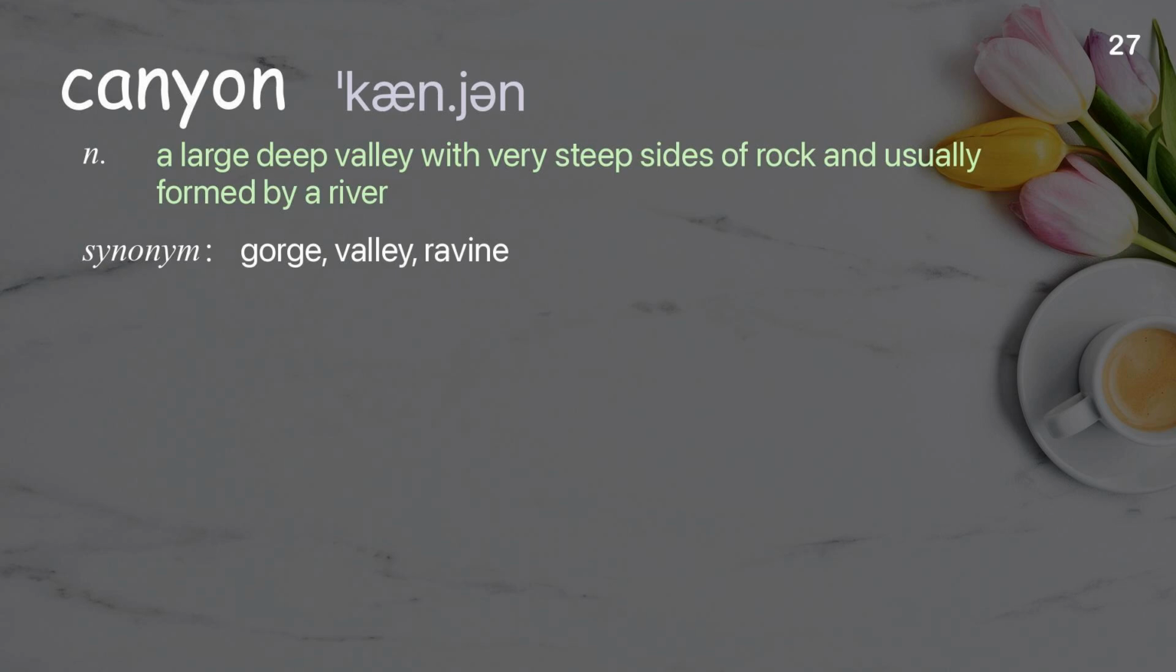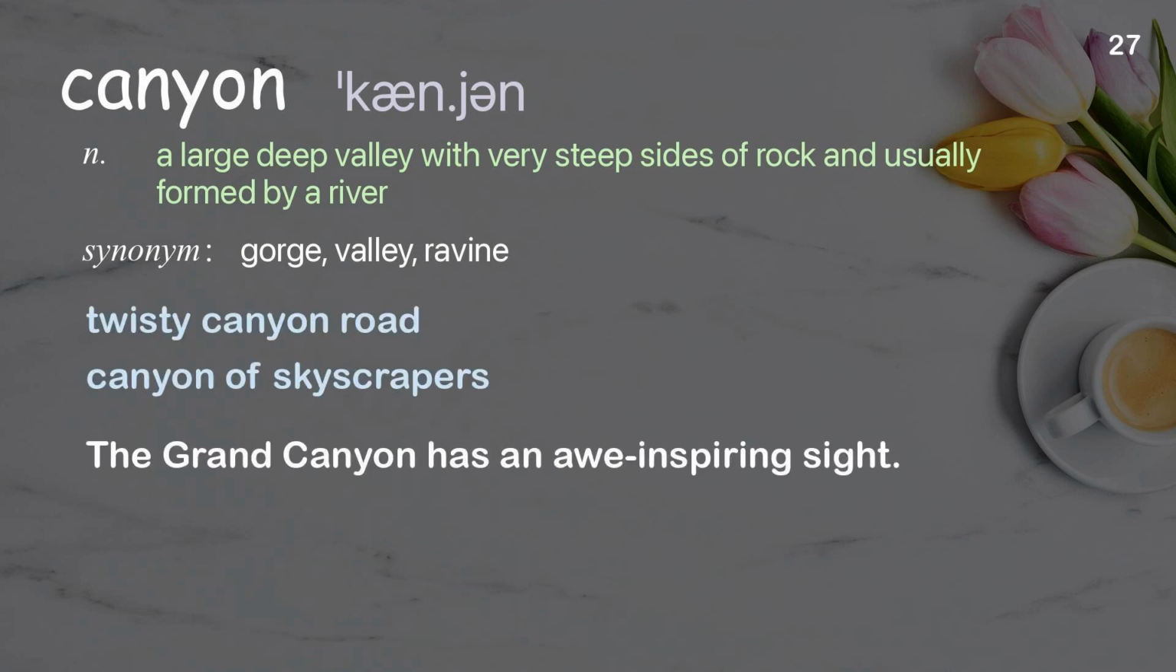Canyon. A large deep valley with very steep sides of rock and usually formed by a river. Examples: Twisty canyon road. Canyon of skyscrapers. The Grand Canyon has an awe-inspiring sight.